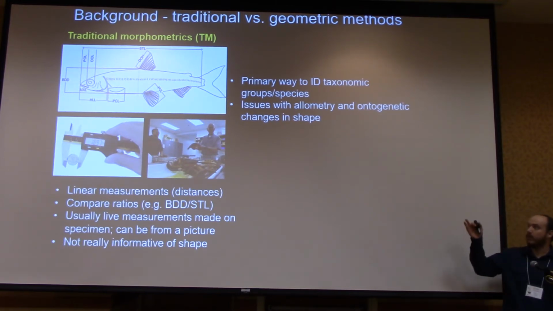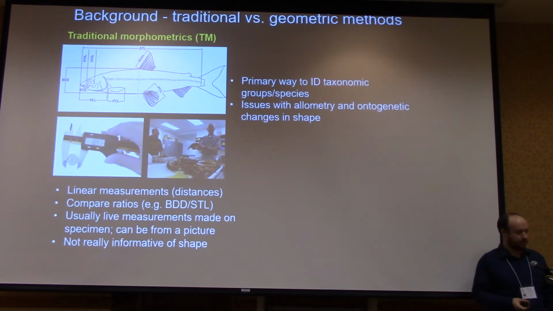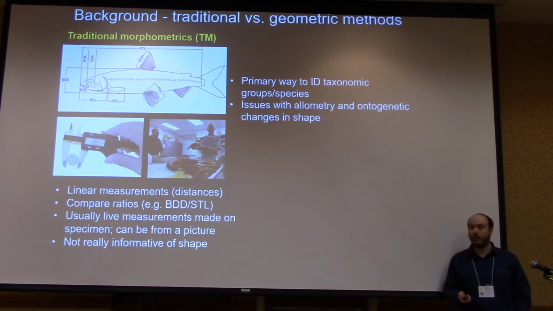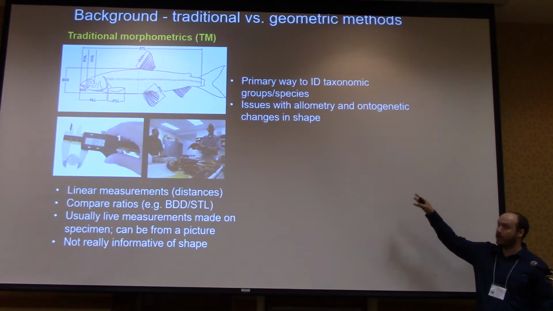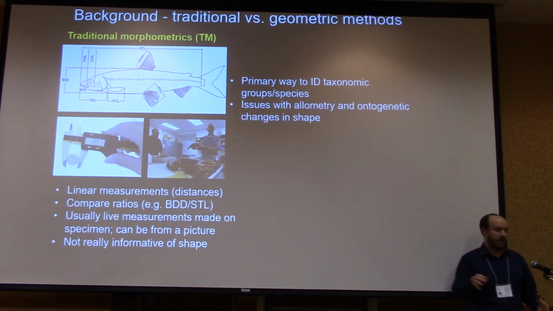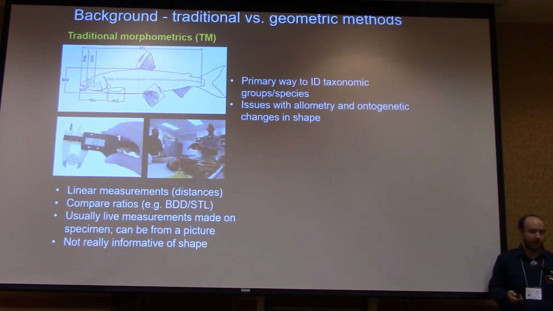So you can have body depth and you divide it by standard length to account for the size of the fish. But these aren't really informative of shape per se, so you don't actually capture anything on the outline of the fish. If you have a fish that's deeper bodied, that has a different arch, it doesn't capture that.